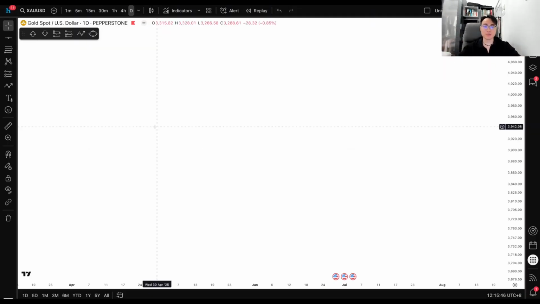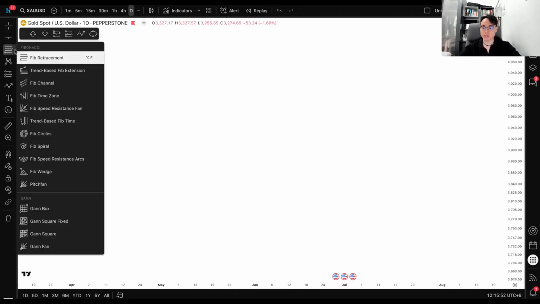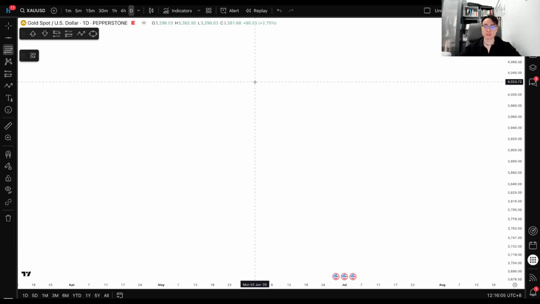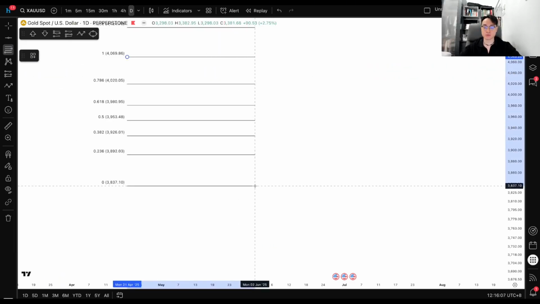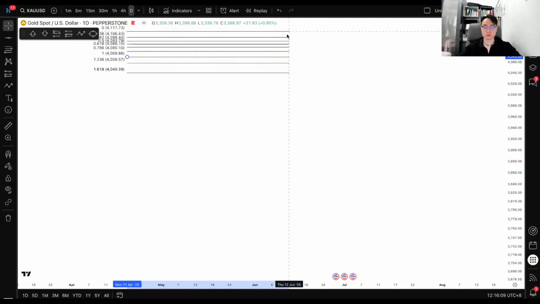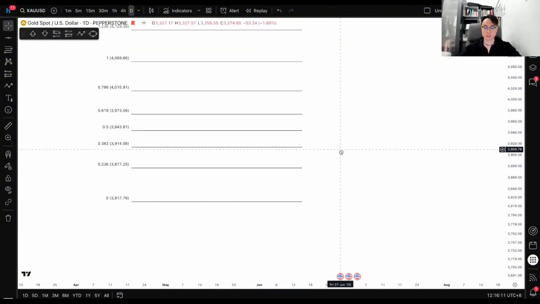So let's jump into the chart real quick right here. This is a TradingView chart. On the left side, we can see these particular sections all about Fibonacci. We have Fib channel, Fib time zone, Fib circles, Fib spiral, all different kinds of Fibonacci. But I'm using the classic one, which is the Fibonacci retracement right here. You can just pull it out from the high to low or the low to high, and I'll explain how to actually use it later.